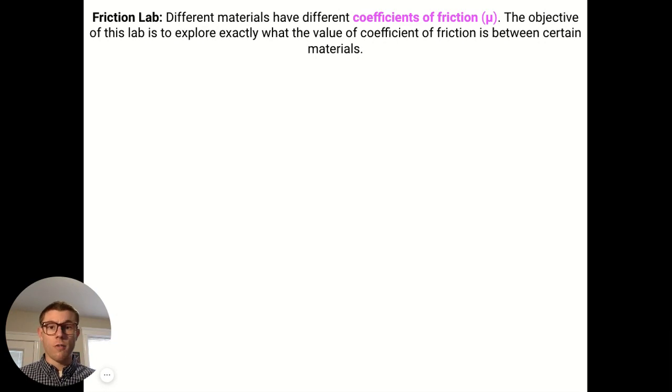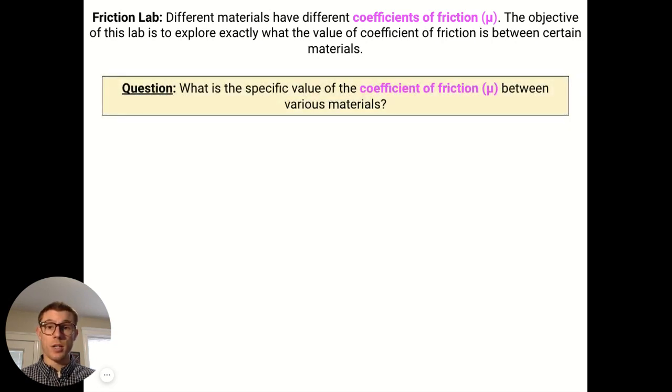Coefficient of friction is also often represented by the Greek letter mu, which is kind of the U letter here with the front tail hanging off there. The objective of this specific lab is to explore exactly what the value of coefficient of friction is between certain materials. So again, the question that we're going to try to solve as we progress through this lab is, what is the specific value of coefficient of friction between various materials?